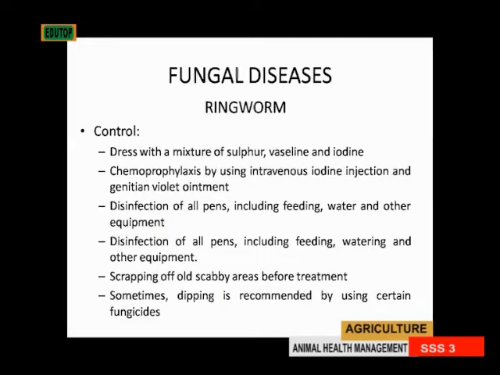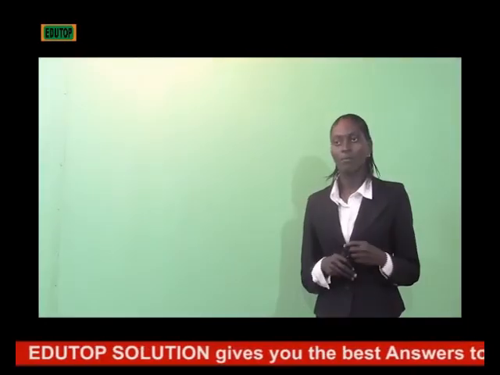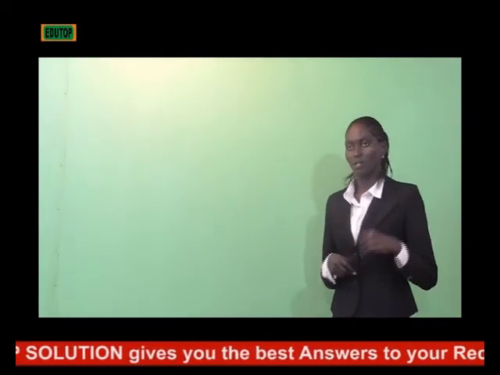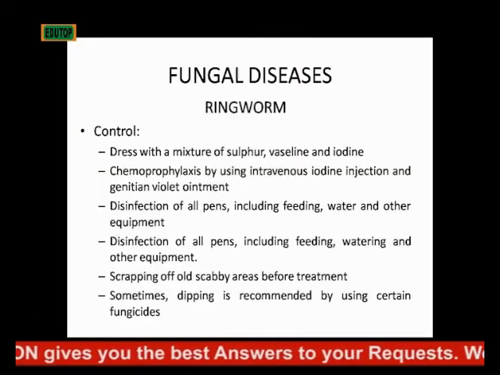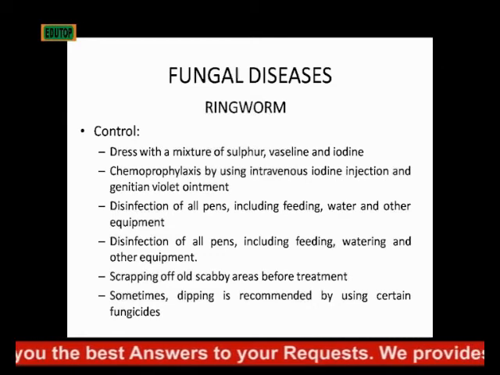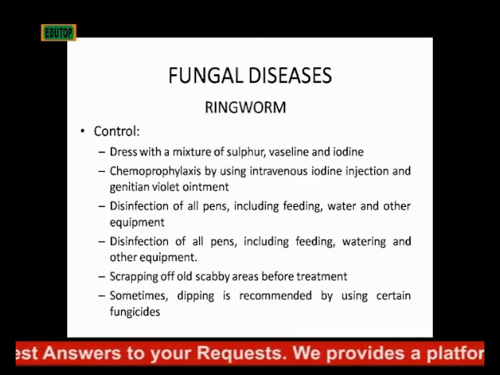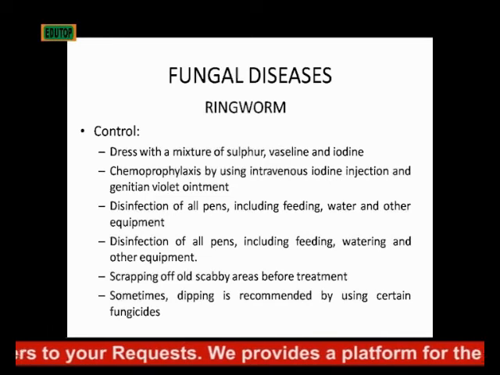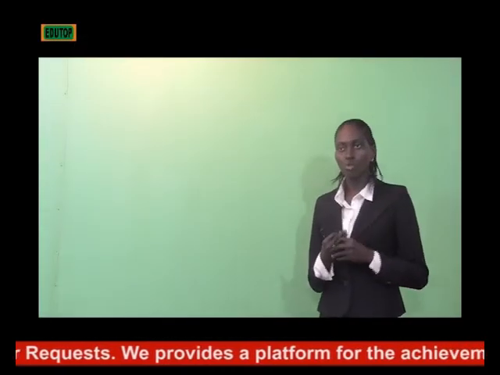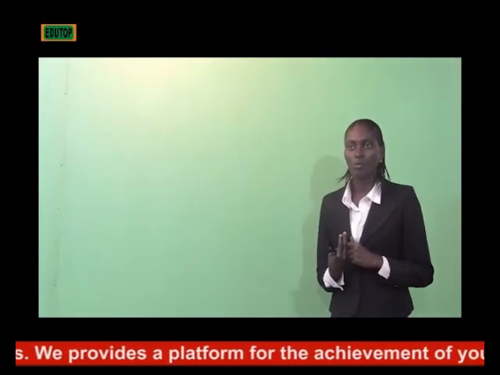How do you control ringworm? Dress the animal with a mixture of sulfur, Vaseline, and iodine. When you dress the animal with this mixture, then you can curb ringworm. Another thing is chemoprophylaxis by using intravenous iodine injection and genital violence ointments. So that will also control ringworm for you.